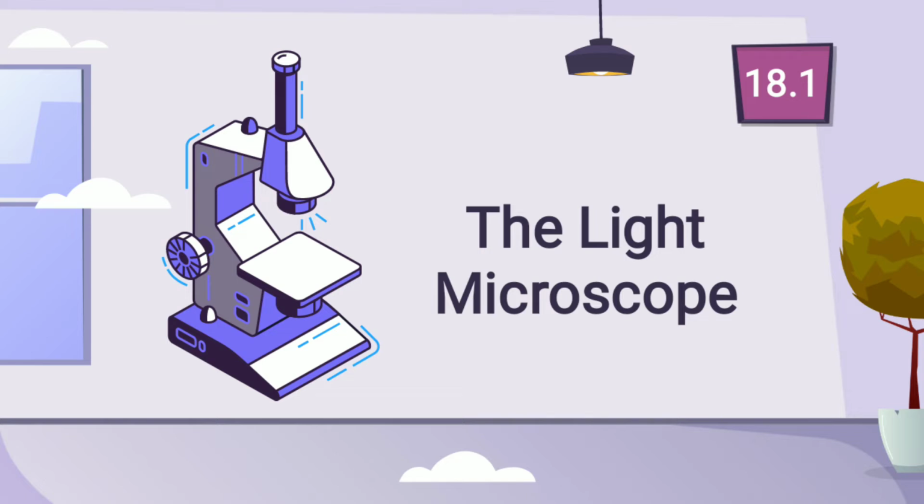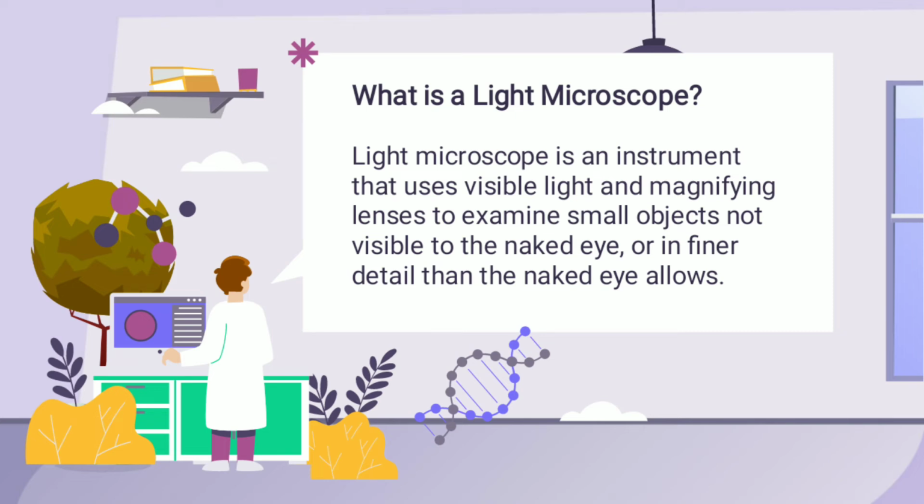All right. So, what is a light microscope? A light microscope is an instrument that uses visible light and magnifying lenses to examine small objects not visible to the naked eye, or in finer detail than the naked eye allows. So, microscopes are basically instruments that produce an enlarged image of an object.